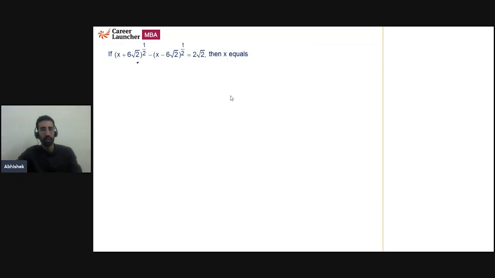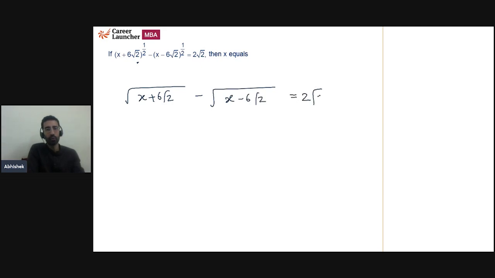So I'm going to skip that because there is one more thing that I see, which is I have an under root. Within the under root, I have x plus 6 root 2. And then I have another under root. Oops, it's not plus, it's minus. And within another under root, I have another under root minus under root of x minus 6 root 2. And my net result is 2 root 2. How am I going to get just a root 2 here, right? Under root ke andar under root, I have two under roots. The only way this is going to happen is if this is a perfect square.